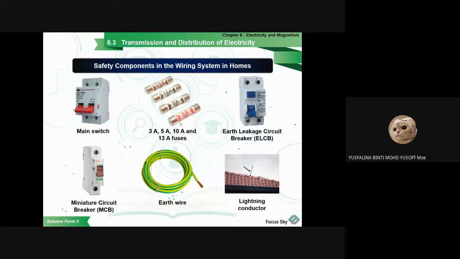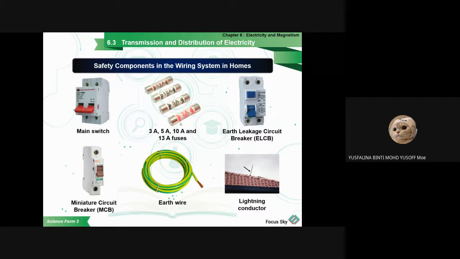So this is the lightning conductor. Usually the lightning conductor is on a high building. On taller buildings, they have a lightning conductor. So if lightning strikes, it will absorb all the charge and flow it back to the earth. So this is for safety reasons. The ELCB and the MCB are also for safety reasons.